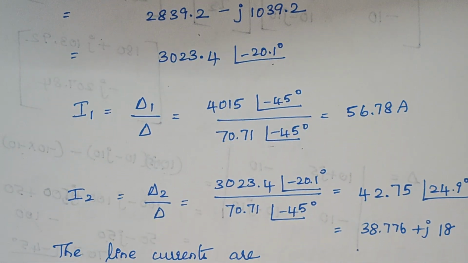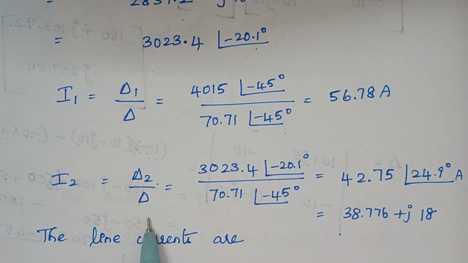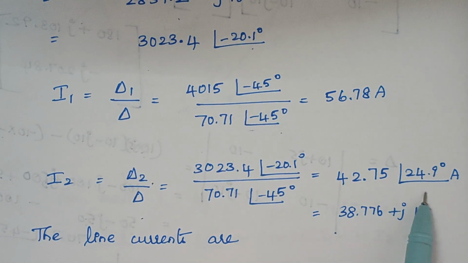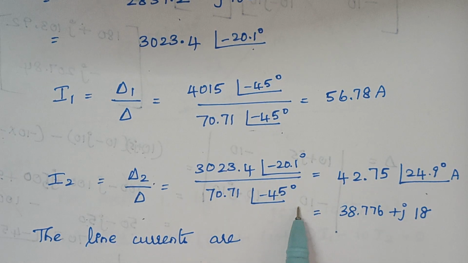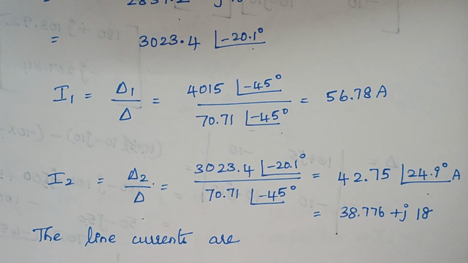Now the next thing is I2. So here the value of I2 is given by del 2 by del. So again substitute the value. Here this is your answer, right? This minus 45, when it is moved upward, it becomes plus 45. So minus 20.1 plus 45 gives plus 24.9 degrees, right?